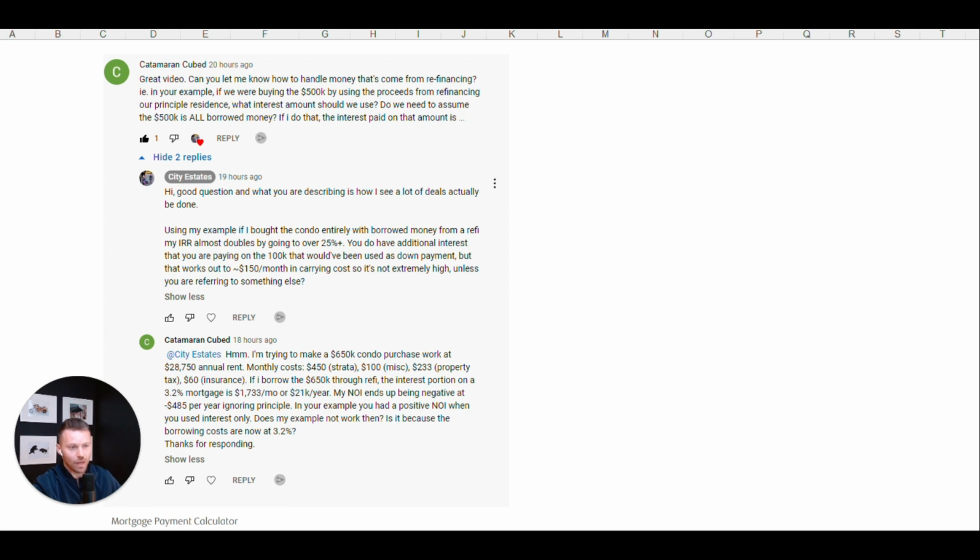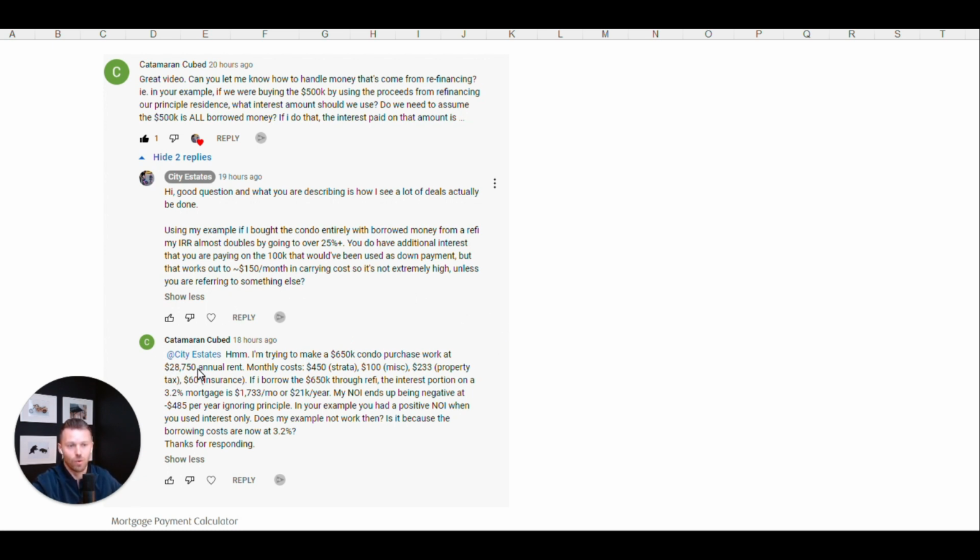So in their case, they're looking at a $650,000 condo that they want to buy using refinancing of their current home. So effectively, they're not going to use any cash. They're just going to use whatever they can borrow against their house to buy this. And they want to see whether or not the numbers make sense. So let's get into the actual details.